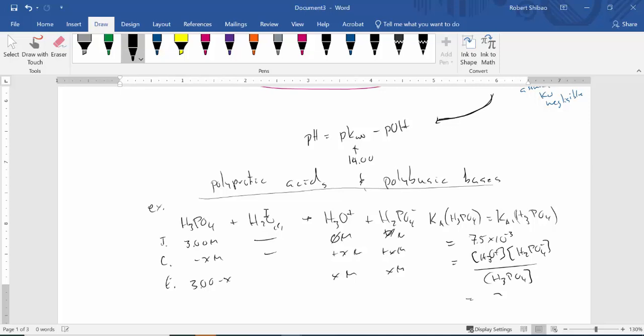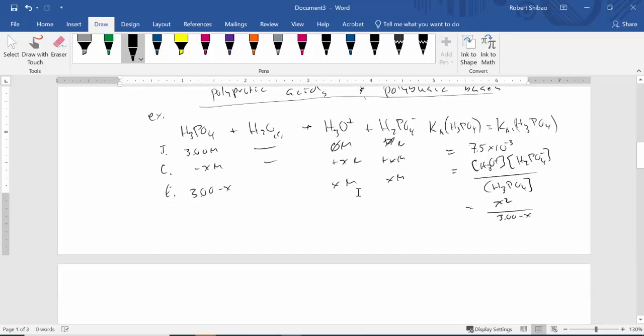And this is just going to be equal to x squared over 3.00 minus x. And then we're just going to use the simplifying assumption here and hope it works. So the simplifying assumption is x is going to be much smaller than 3, so we're going to get x squared over just 3.00. And therefore x is equal to, let's calculate that out here, 3 times 7.5.